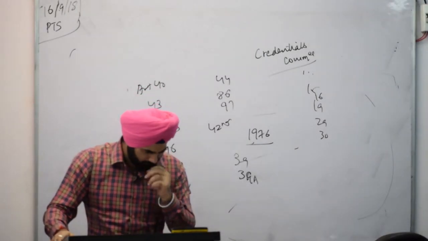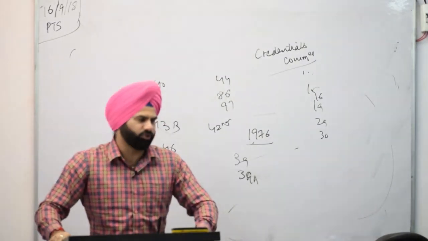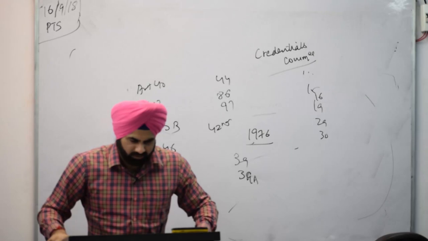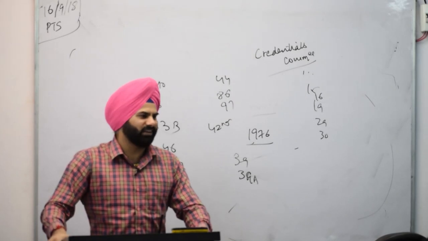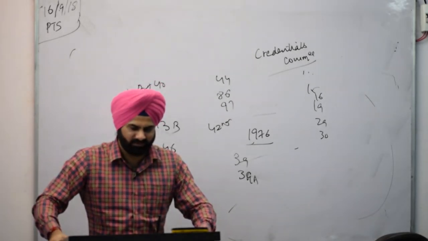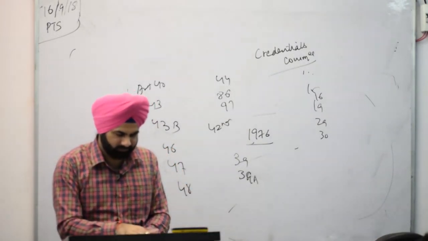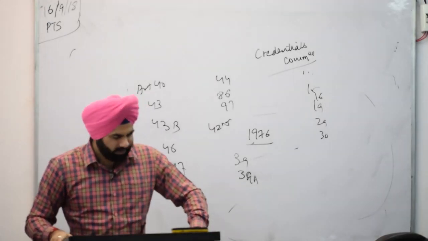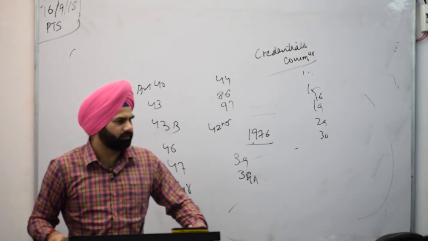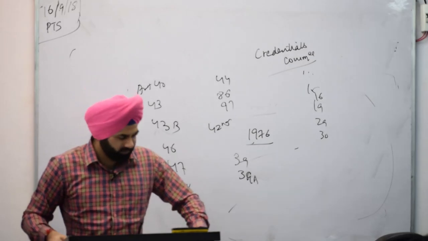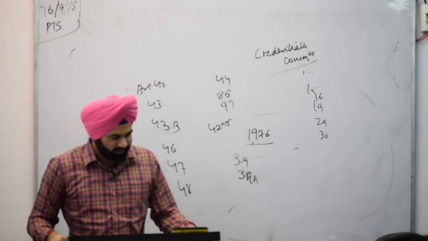47, which of the following bodies concerned with the interstate relation are constitutional bodies? First, river water tribunals. Which article is it from? Interstate Council, Article 263. Zonal councils, they are statutory bodies. River water tribunal, which article is it?